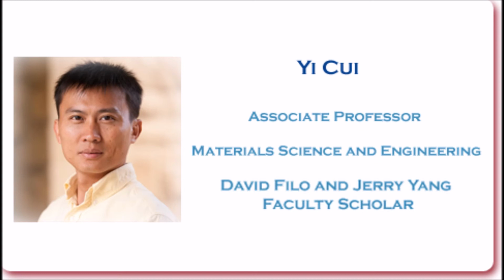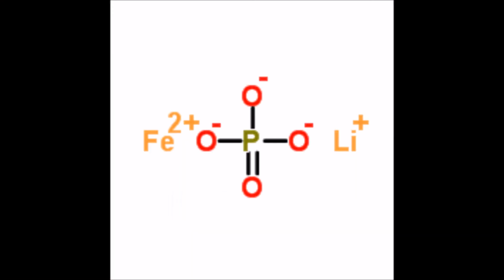Another idea that has attracted a lot of attention is using lithium iron phosphate for the cathode. While it has a slightly lower capacity and much lower conductivity compared to lithium cobalt oxide, iron phosphate is both cheaper and less chemically reactive.